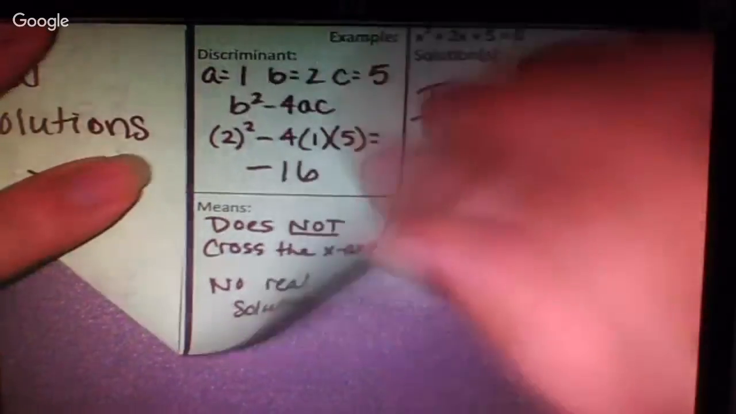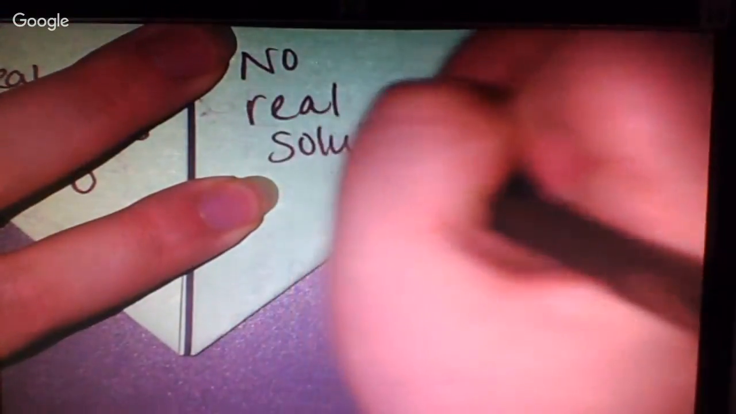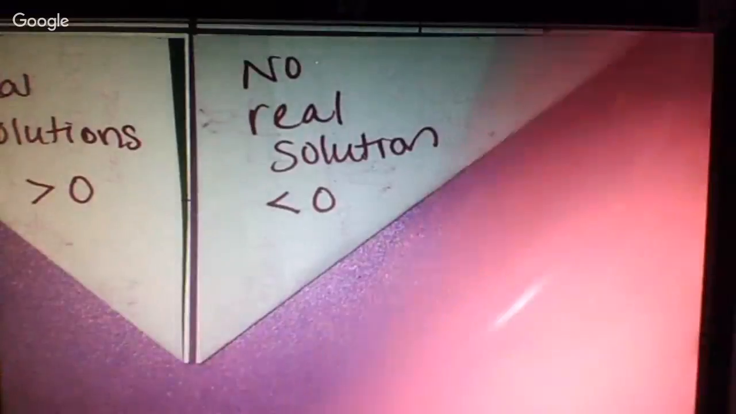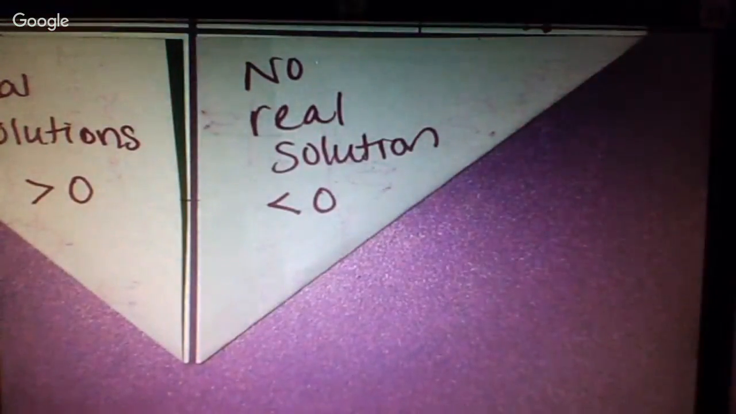Okay, so if you fold that in, we're going to put no real solution. And it's going to be less than 0. When you're finished with that, you can go ahead and glue that in on page 52. Doesn't matter how we do it. I don't care as long as it's on page 52.